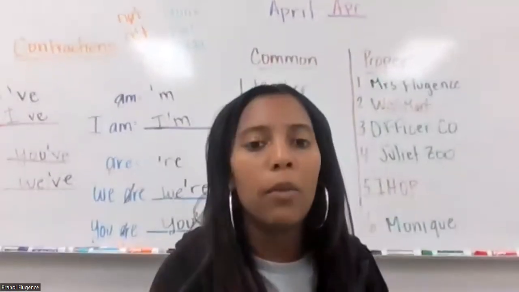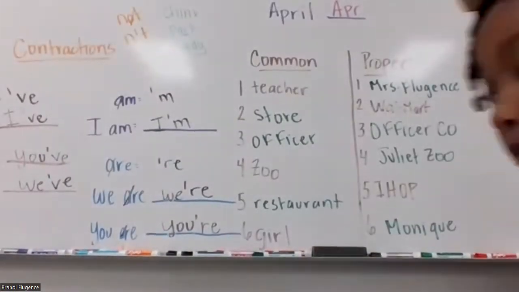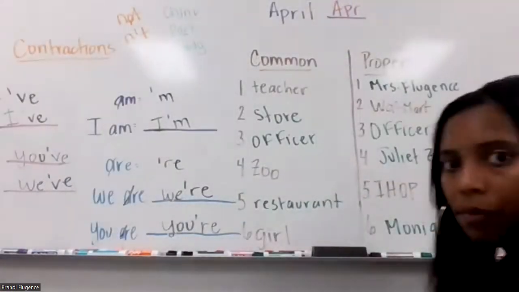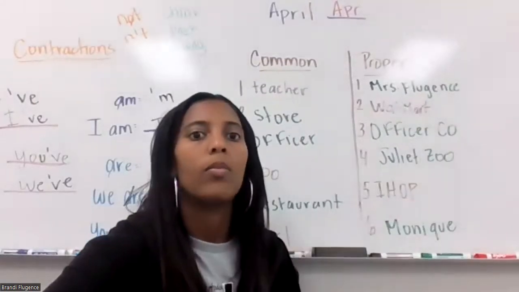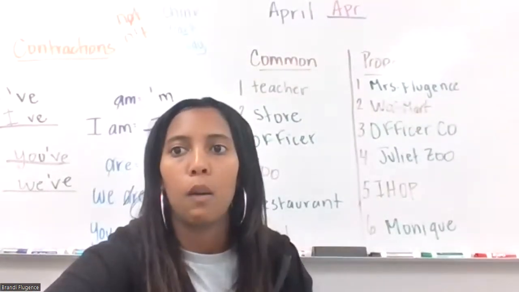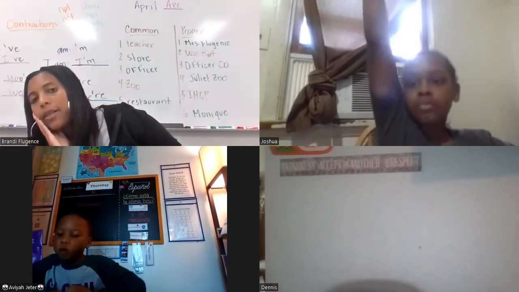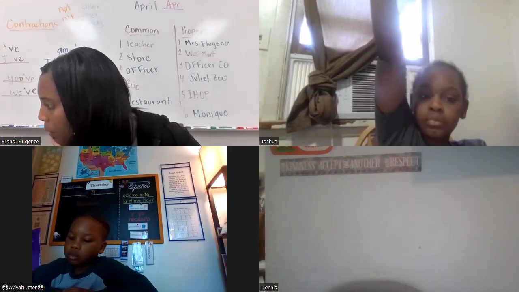Okay, so we're on page 71, the fly and the horse. Okay, anybody wants to read? Dennis, Joshua, or Avaya? Okay, go ahead, Joshua, 71.